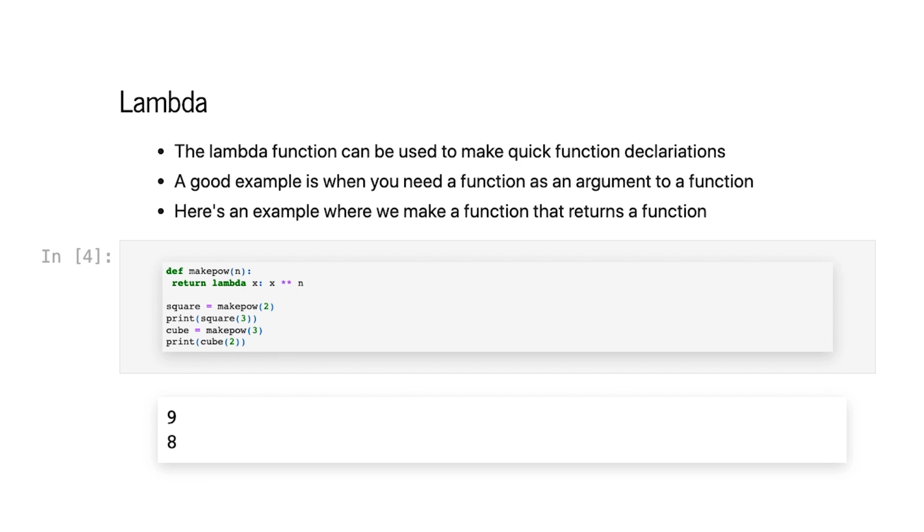Okay, the last thing I'm going to talk about with regard to functions is a really useful little function that at least I use all the time, and it's called lambda. Lambda gives you the ability to just create quick one-line functions. And so often you use lambda when you want to pass a function as an argument to another function.